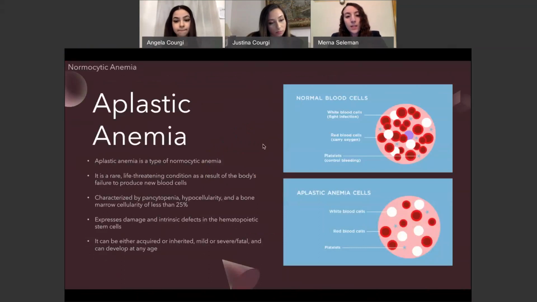Next is aplastic anemia, which is a type of normocytic anemia. It is a rare, life-threatening condition as a result of the body's failure to produce new blood cells. Although this anemia presents an absence of any abnormal cells, such as leukemia or dysplastic cells, it is instead characterized by pancytopenia, a condition where an individual has low counts of all three blood cell types, and hypocellularity of the bone marrow. This further expresses damage and intrinsic defects in the hematopoietic stem cells.